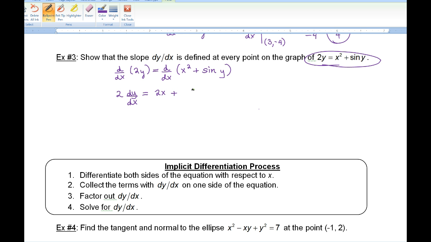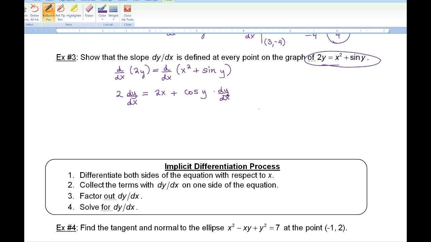Good. So then this is really chain rule. Derivative of the outside would be cosine. Keep the inside the same, times the derivative of the inside. The inside is our y. So it's times dy dx. Now, this one looks a little different than the last one because we have 2 terms that have dy dx.